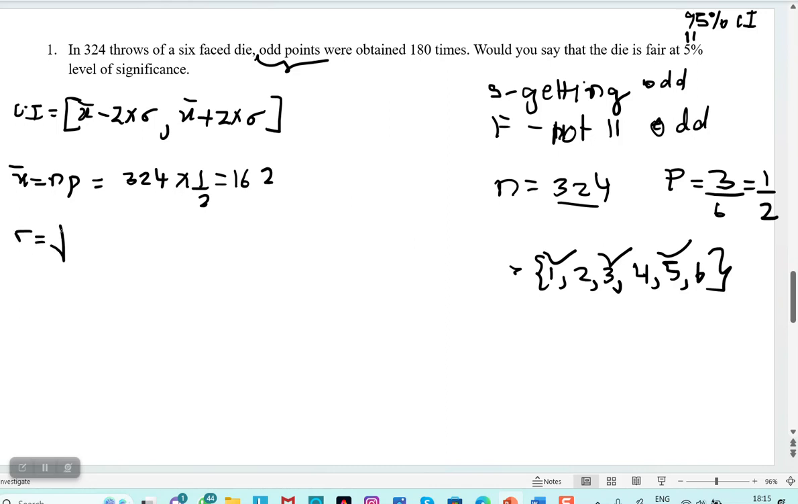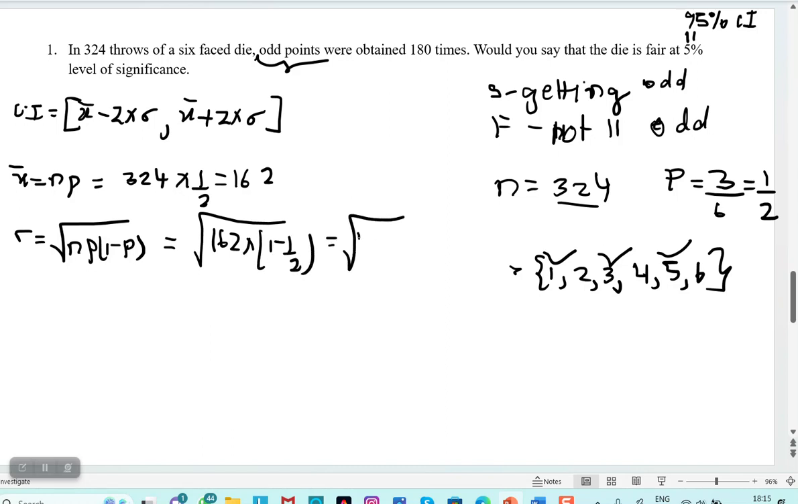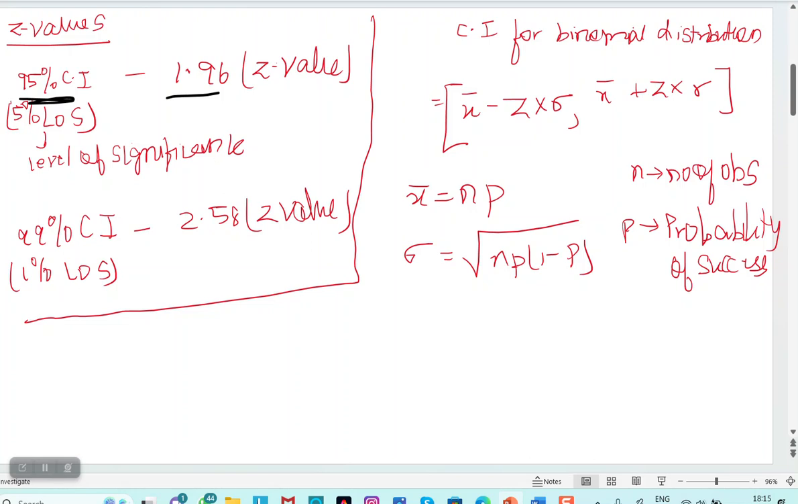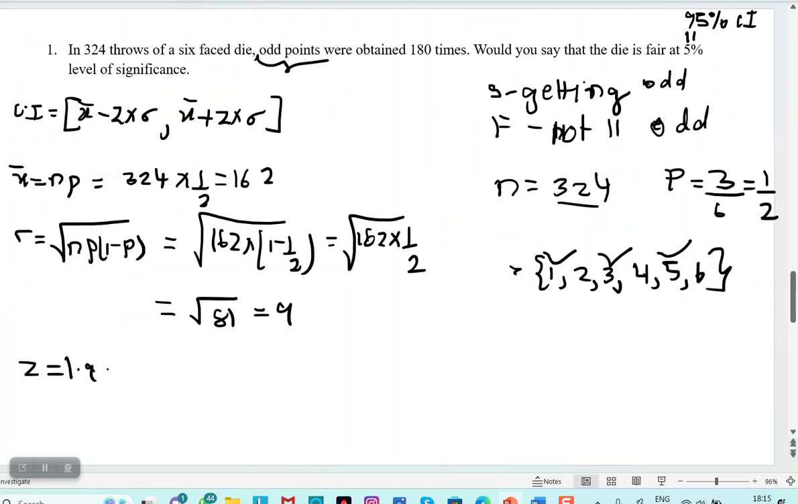Sigma is root of NP into 1 minus P. NP is found to be 162. 1 minus P is what? 1 minus half is half. This is root 81, which is 9. And Z for 95% CI is what? For 95% CI, the Z value, as we found from the table, is 1.96. This you have to learn by heart.